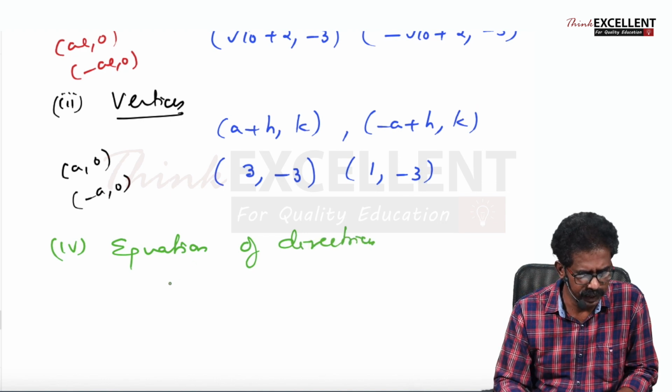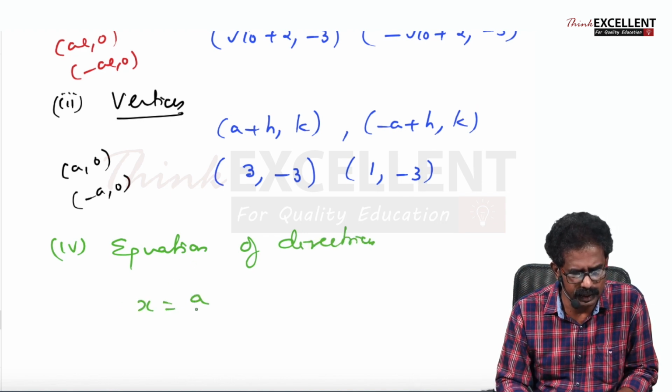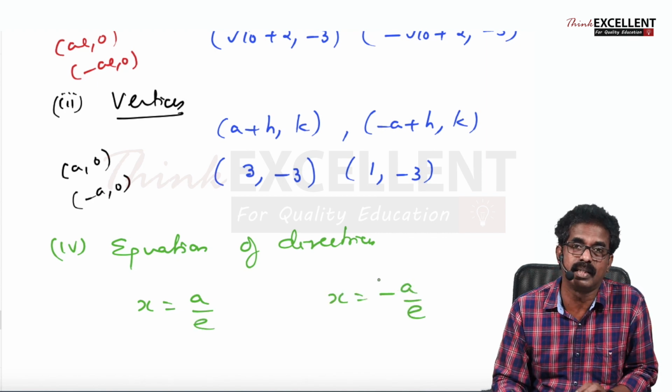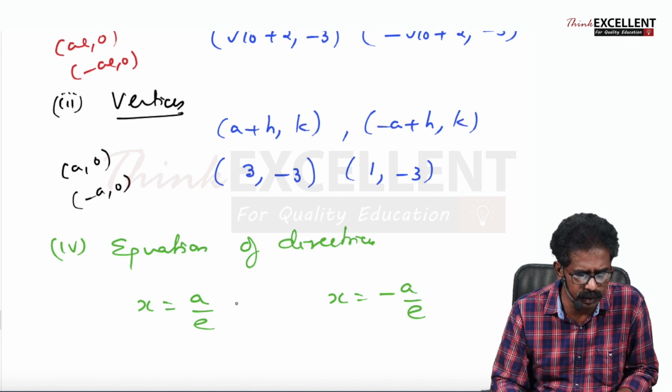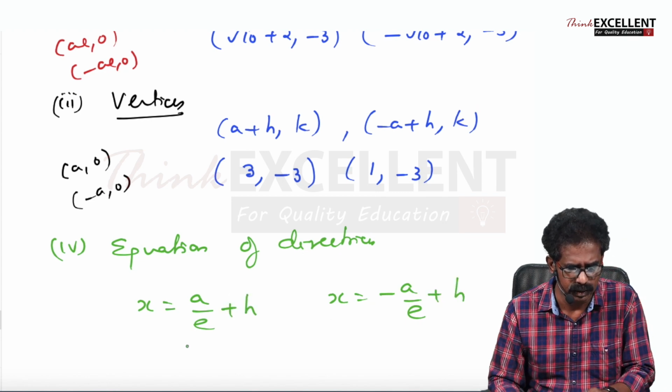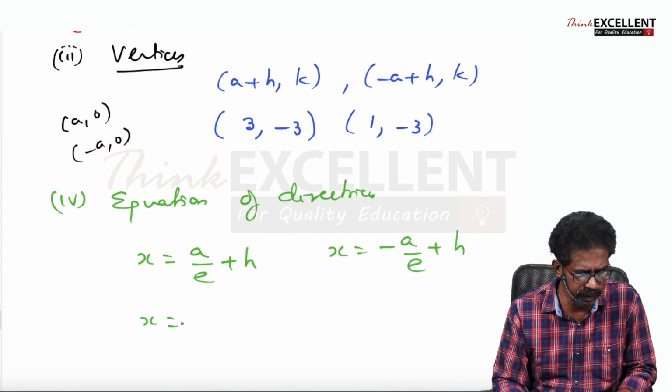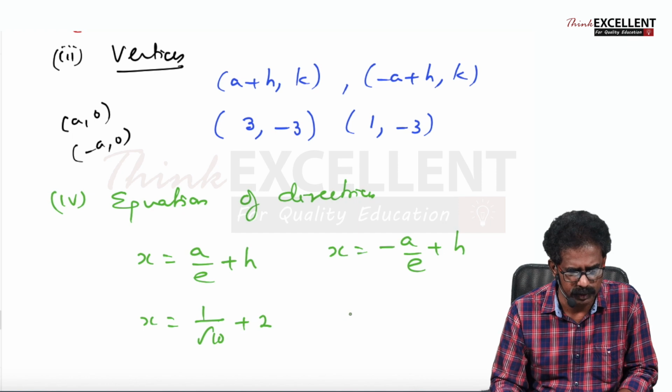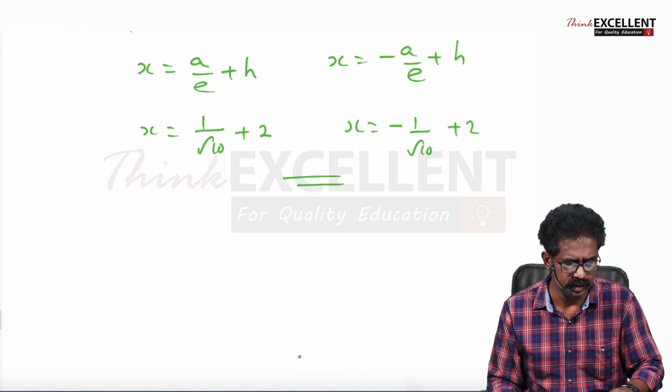So there are two directrices: x equal to a by e and x equal to minus a by e. This is the actual formula when the center is 0 comma 0. But here you have to add h in both cases. So x equal to a by e, already got it, 1 by root 10 plus h value 2. Here also x is minus 1 by root 10 plus 2. The root is there, you don't need to simplify, just leave it like this.